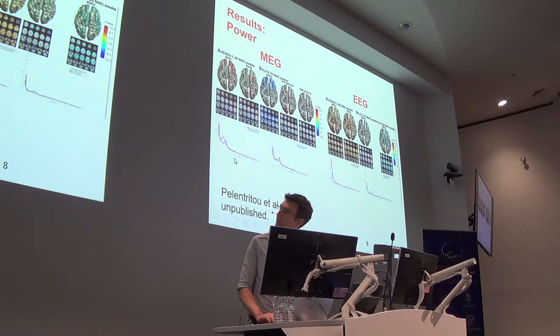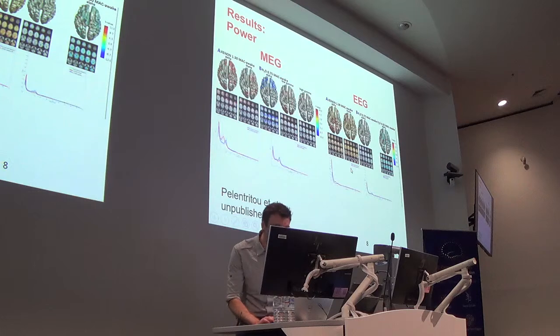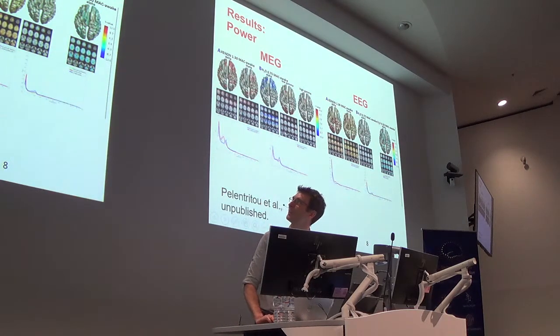I can't see this axis so well here. Sorry, I can't read those figures at the moment. So blue is probably the baseline, and red is the loss of responsiveness level. So you can see that here, the higher frequencies. This is averaged over the whole brain, I would say.